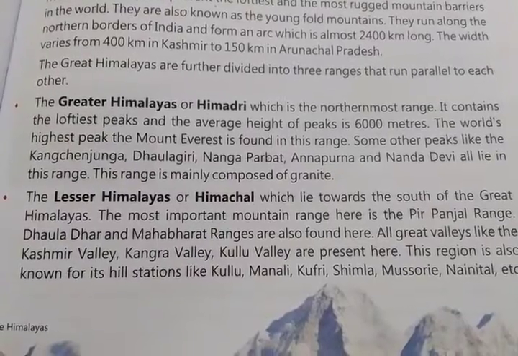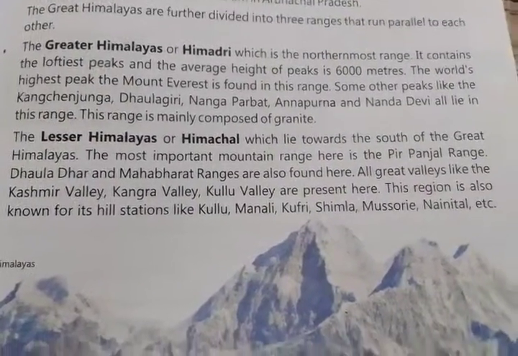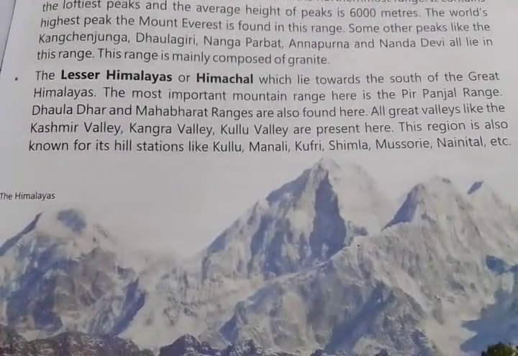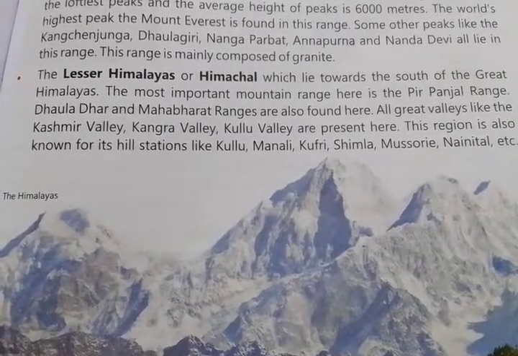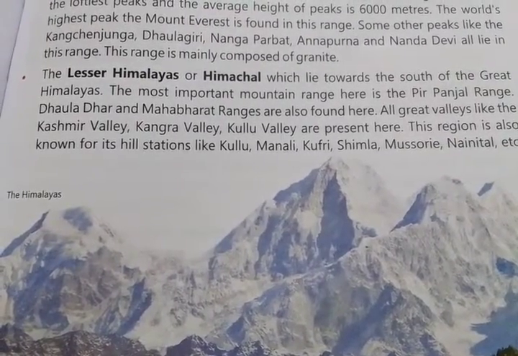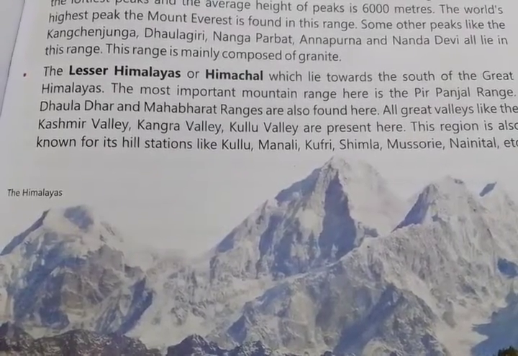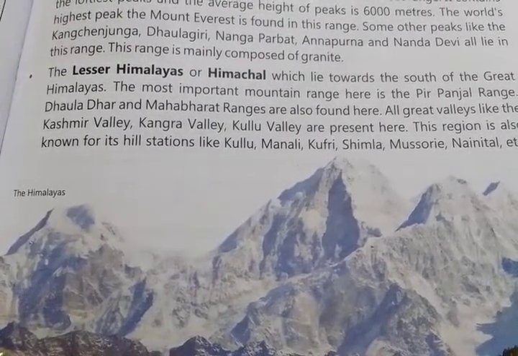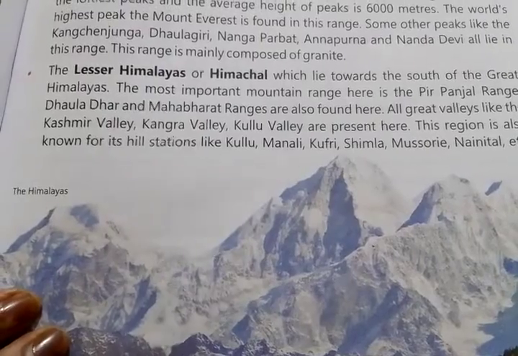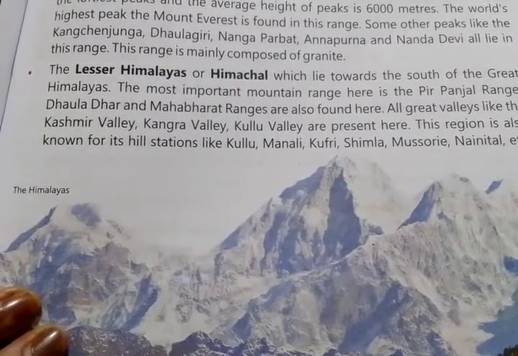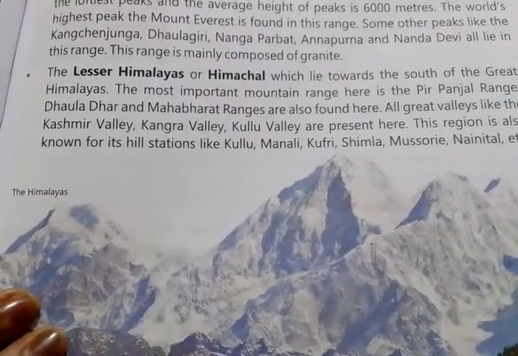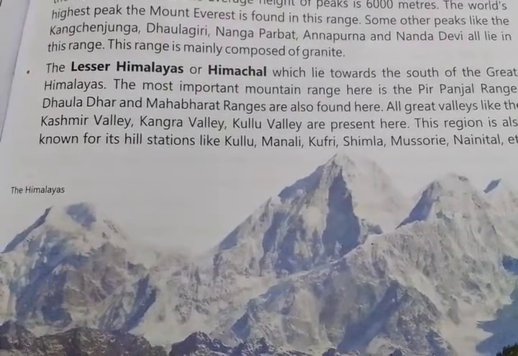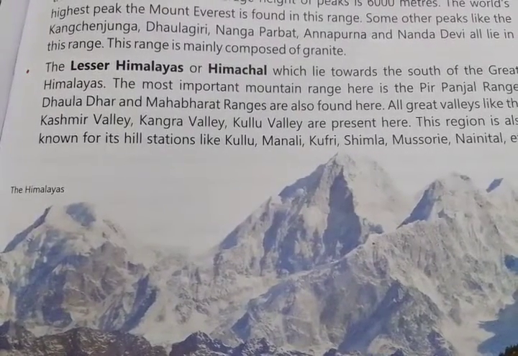The Greater Himalayas or Himadri is the northernmost range. It contains the loftiest peaks, and the average height of peaks is 6,000 meters. The world's highest peak, Mount Everest, is found in this range. Some other peaks like Kanchenjunga, Dhaulagiri, Nanga Parbat, Annapurna and Nanda Devi all lie in this range. This range is mainly composed of granite.